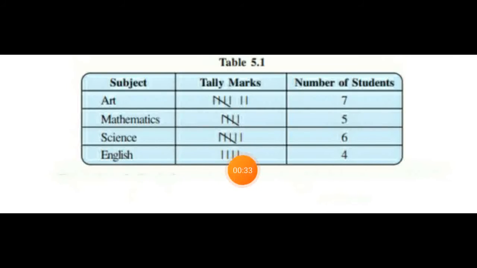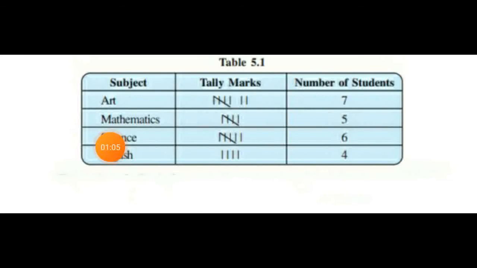Now you are able to see this table in which there are three different columns: one for subject, second for tally marks, and third for the number of students. The subject is art, and art is liked by 7 students, which is shown by tally marks, that is 5 plus 2, it is 7. The number of tallies before each subject gives the number of students who like the particular subject.